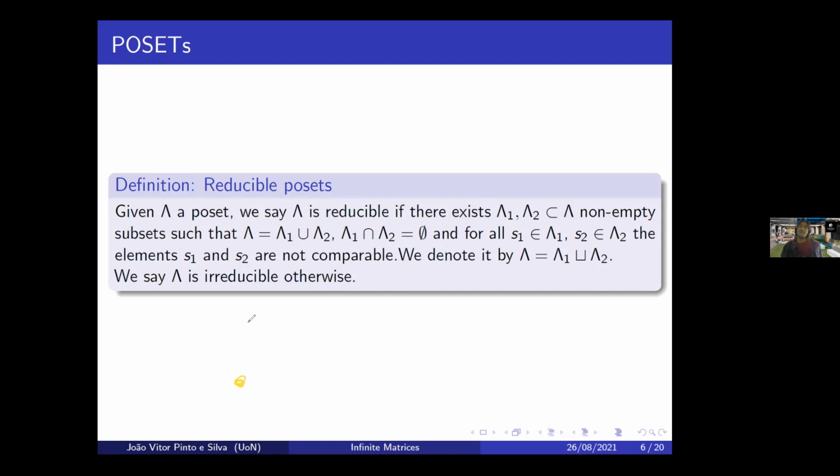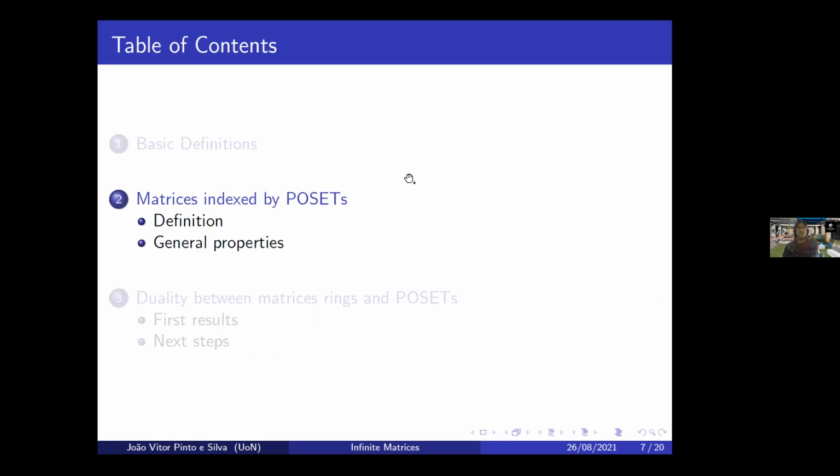So for another simple example, we can just take the poset with elements 0, 1, 0 prime, 1 prime. It's clear that the elements on one side and on the other are not comparable at all. And the union of both of them will give the entire poset. So I think with this, we have the important definitions that we will need to work with posets. Now we can go to the formal definition of these matrix rings.